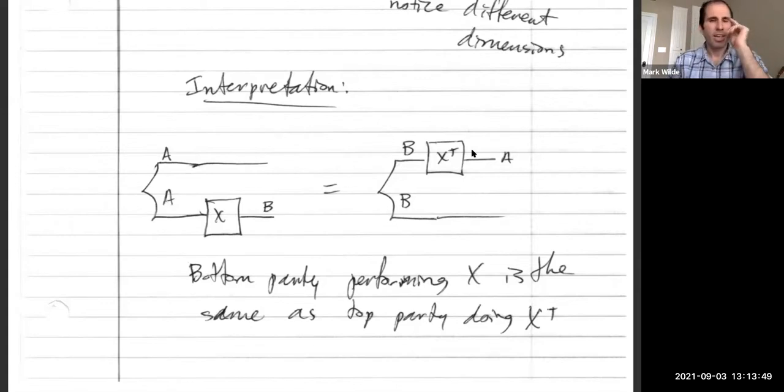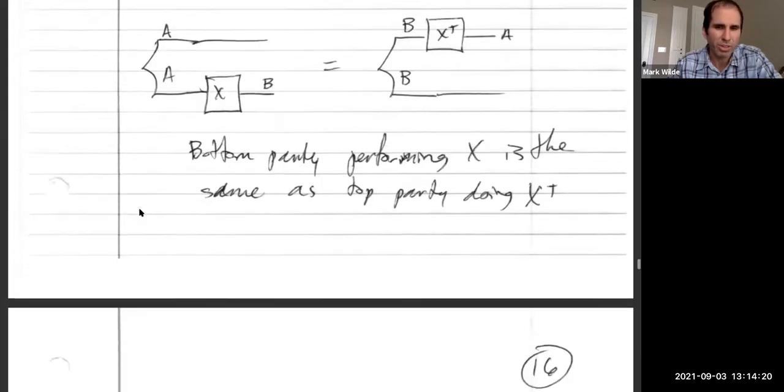Okay. And then later on, we'll be thinking of the top party and the bottom party as spatially separated. And so it's kind of remarkable that one person doing one thing and the other doing nothing is the same as the first doing nothing and the second doing the transpose of that operation. Okay. So this trick gets used a fair amount in quantum information.